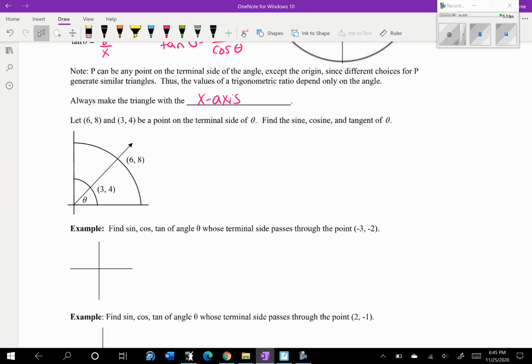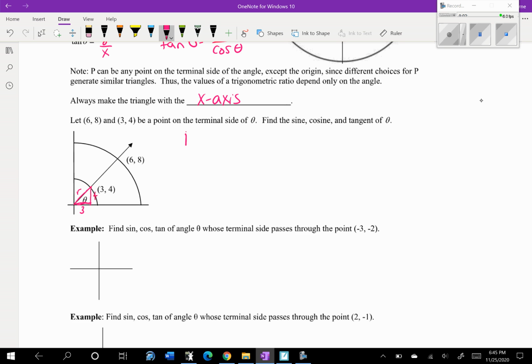So let (6, 8) and (3, 4) be points on the terminal side of theta. Find the sine, cosine, and tangent of theta. So for this, if we look at first the (3, 4) point, to get to that point, we went over 3 for x and up 4 for y. So we can solve to find r.